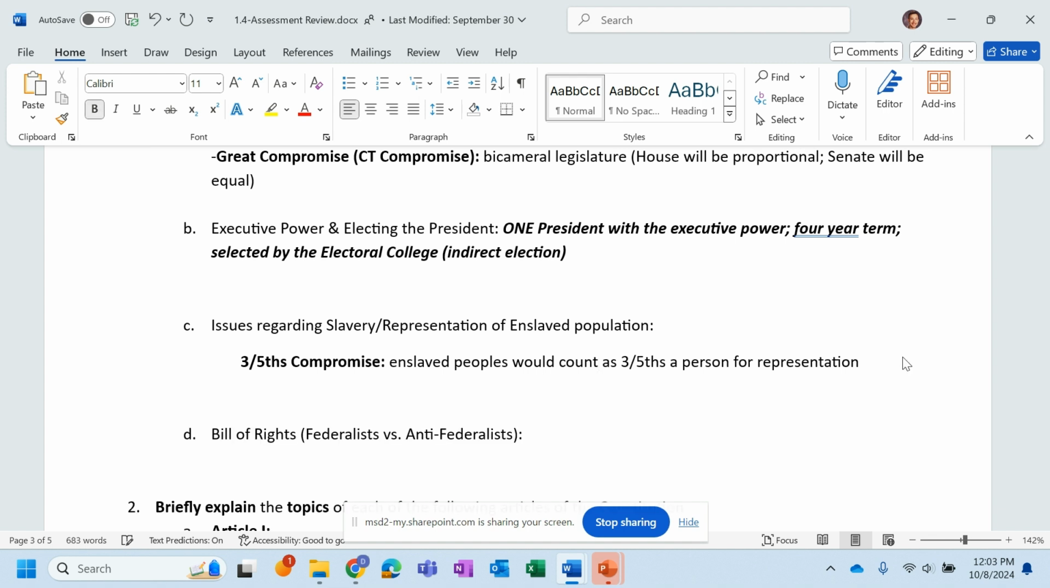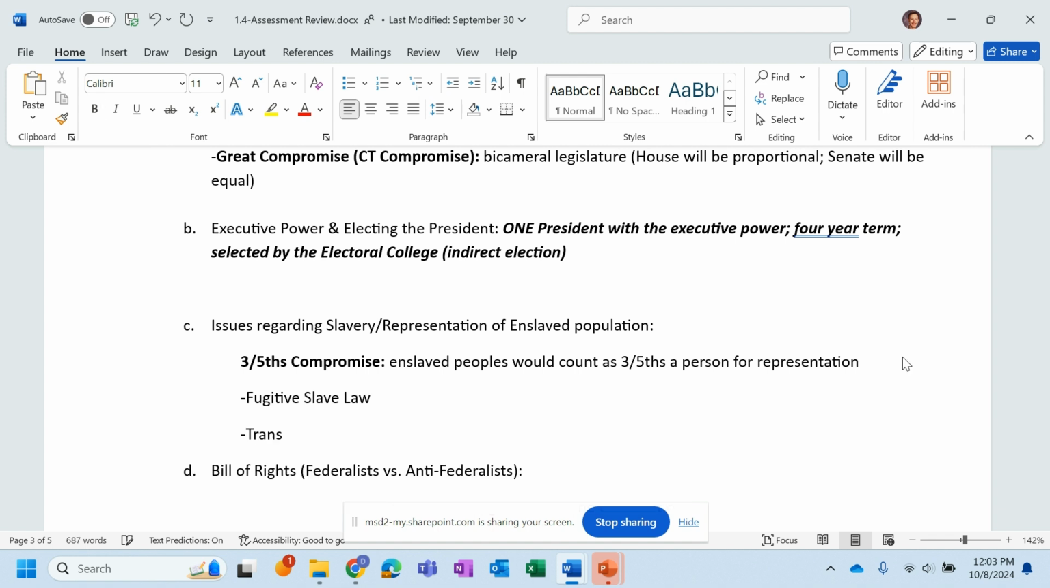The other thing, too, is they did include a fugitive slave law without saying it in the Constitution, and they also said the transatlantic slave trade would end by like 1807, I think is when they said.